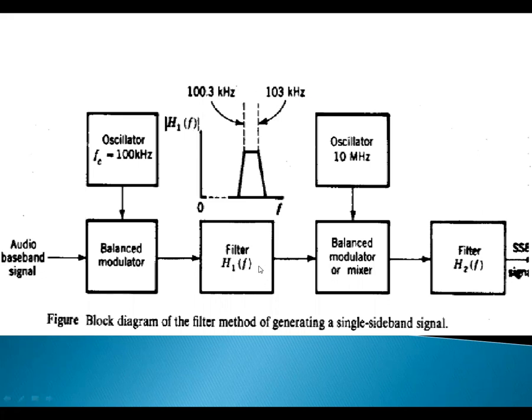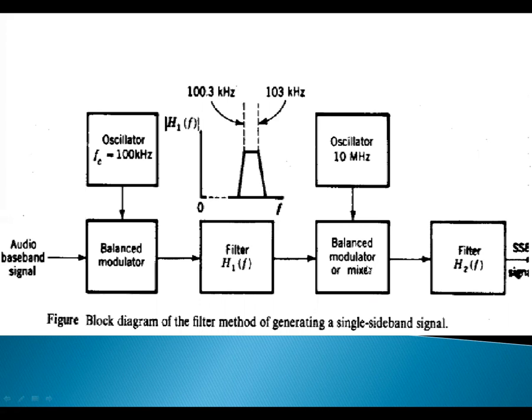Now the first filter H1(f) has this transfer function. The filter output is given as input to the second balanced modulator, which may also be called the mixer. The mixer mixes two signals. One signal is from the filter, and the other is from the oscillator, again used as a carrier, a 10 megahertz signal. These two signals are given to the second balanced modulator or mixer.